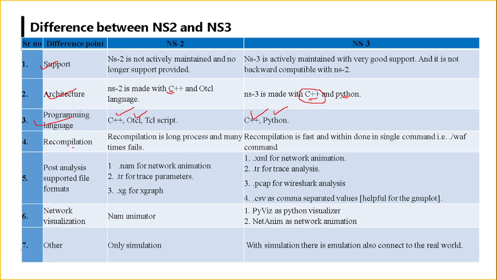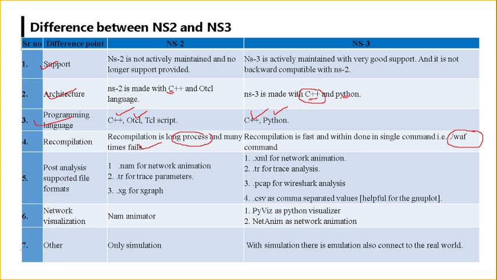When it comes to recompilation, NS2 normally takes a long process and many times it fails. Whereas recompilation is very fast in NS3, and with just one command you can easily do the recompilation, using the WAF tool. You can just type ./waf, and the compilation can be executed in a faster way.